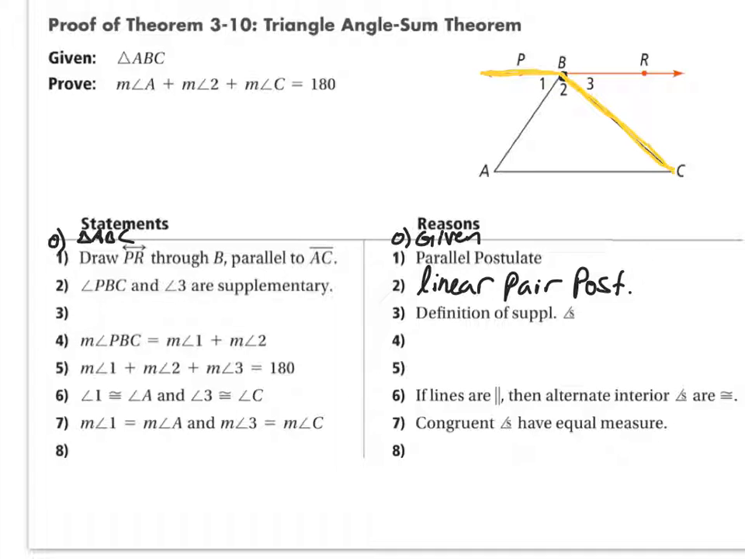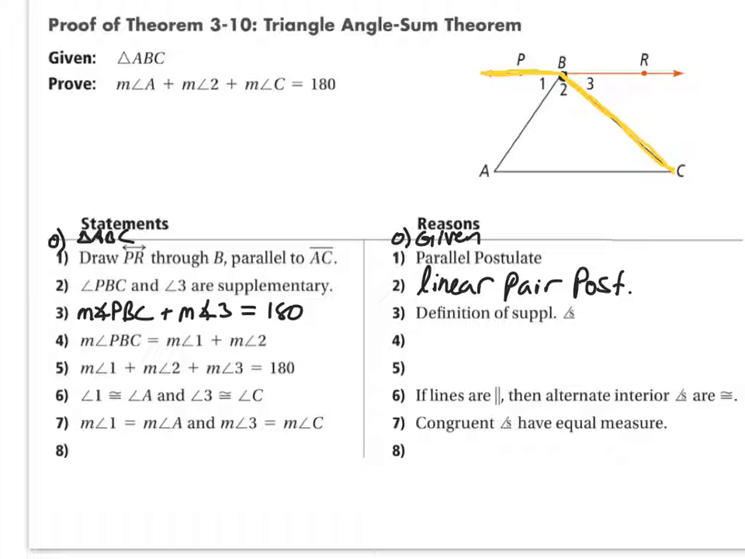Okay, and you are 98% correct. The only thing you missed is you didn't say the measure of angle PBC. You said the measure of angle 3, but you didn't say the measure of angle PBC. So yes, we have to write the measure of angle PBC plus the measure of angle 3 equals 180. That is what the definition of supplementary angles tells us.